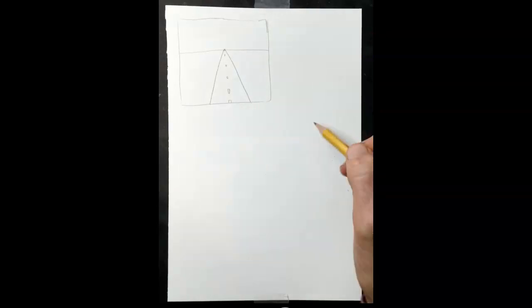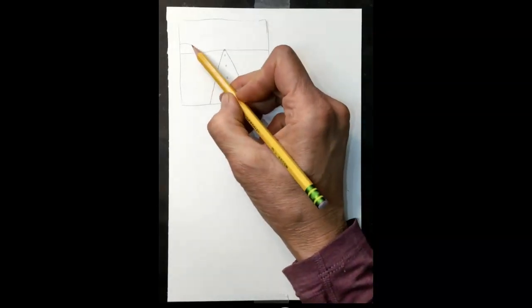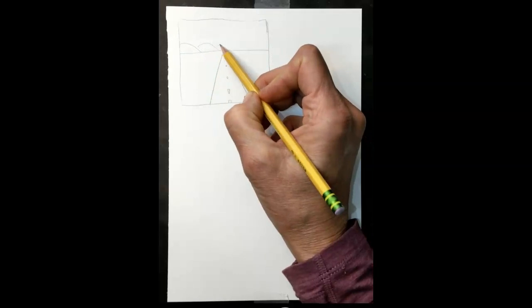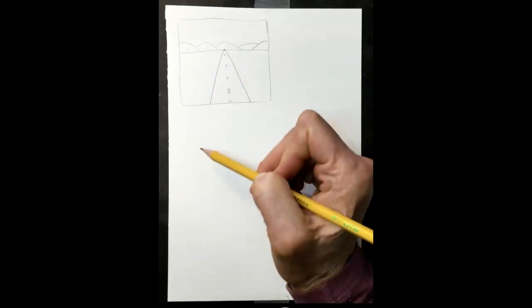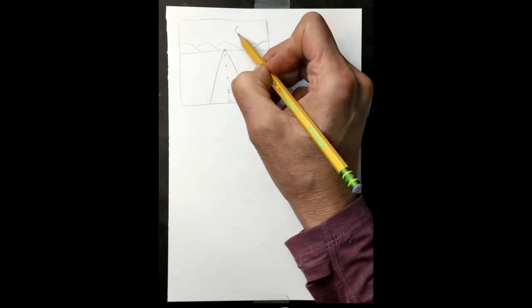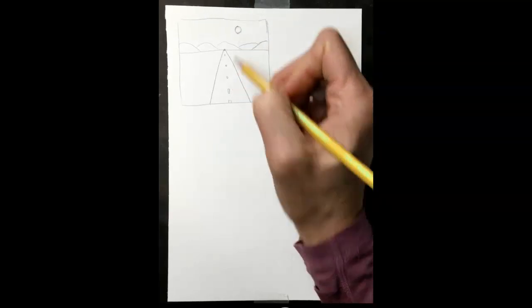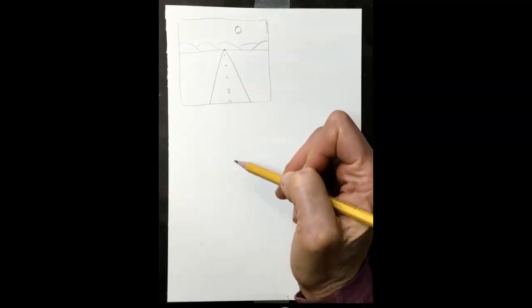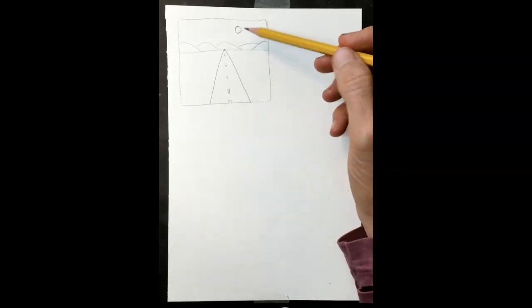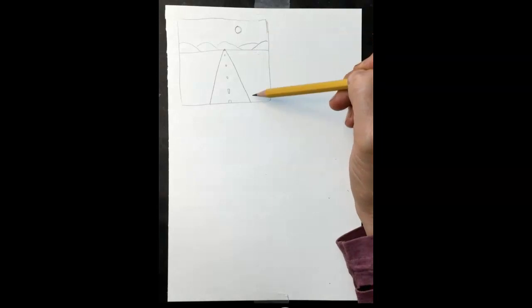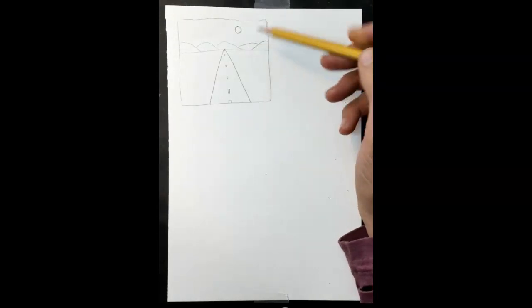We're now going to take and add in some hills. So we're just going to take and put in some rolling hills. We could add in a moon or a sun. We could take and add in some objects, and as we add in our objects, we're going to put our trees in the foreground, the midground, and the background.